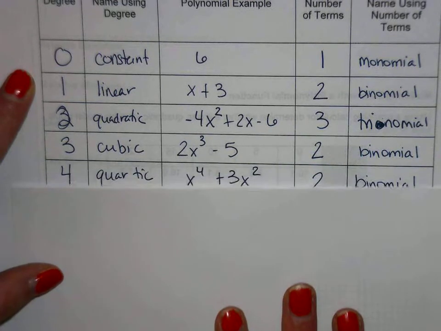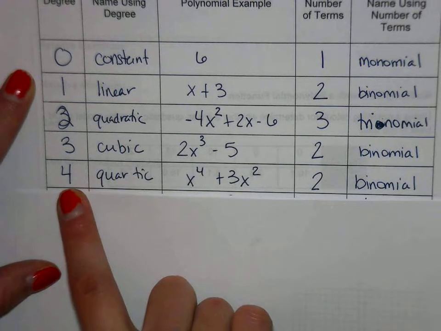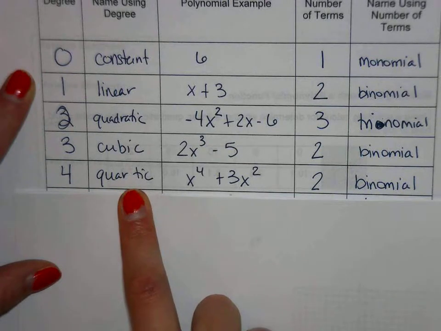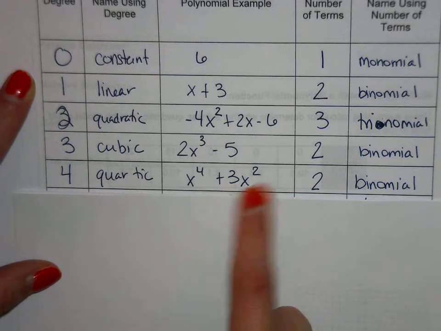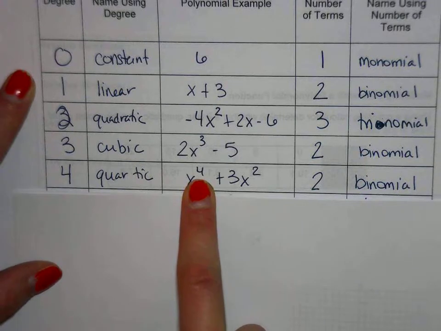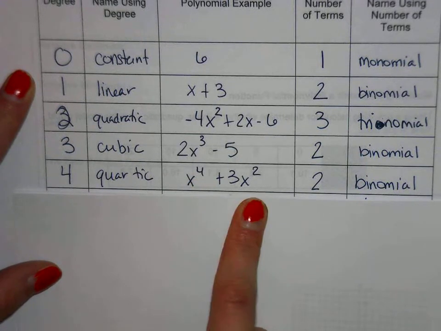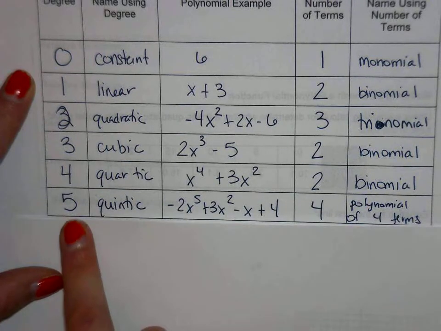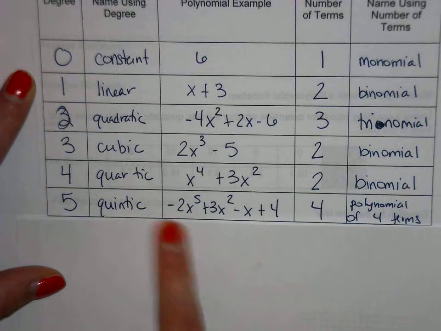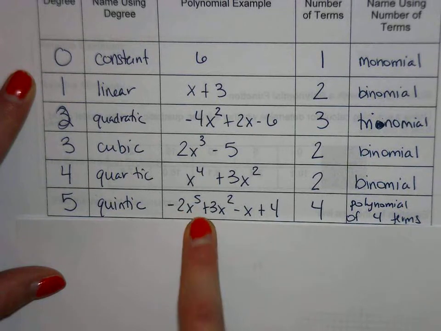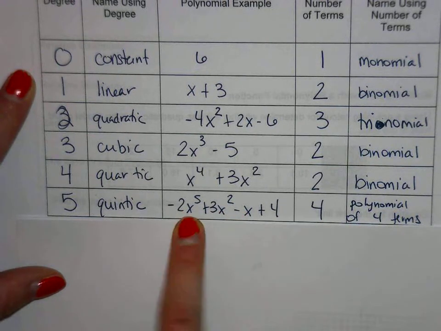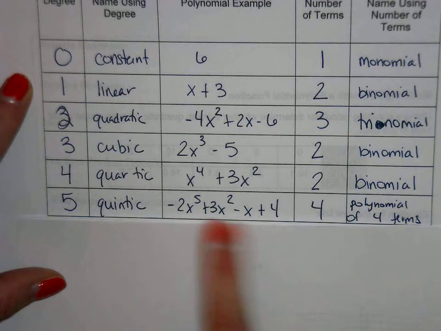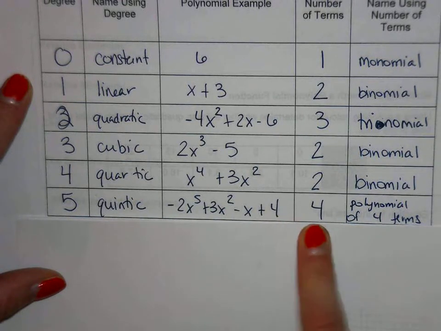If we have a degree of 4, it's called a quartic. X to the fourth plus 3x squared, so there's our fourth degree. There are 2 terms, so it's a binomial. We have a degree of 5, which is called quintic. So negative 2x to the fifth plus 3x squared minus x plus 4. So there's our degree of 5. We have 1, 2, 3, 4 terms. So it's called a polynomial of 4 terms.